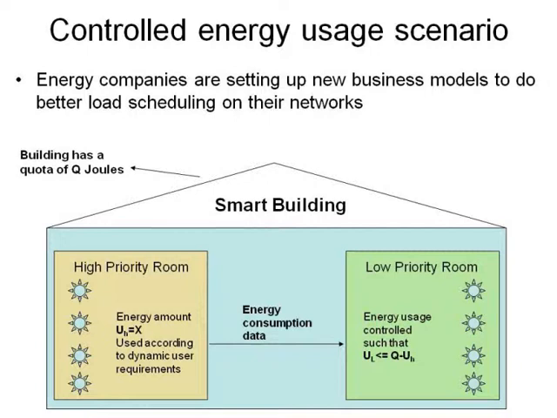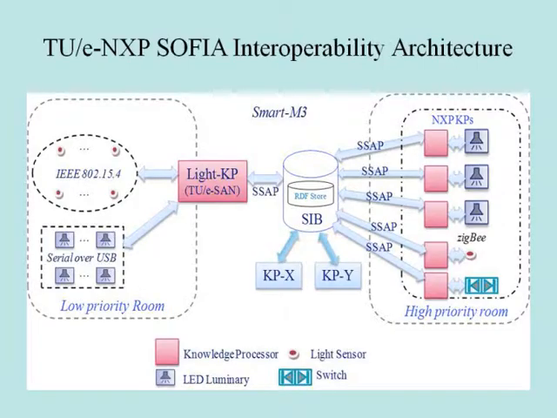The lighting system in a high priority room uses as much energy as is needed by the user for his comfort. A low priority room uses the leftover energy such that the quota of the building is maintained. The main goal of this demonstrator is to show two different lighting systems based on different architectures interoperating by using SOFIA M3.